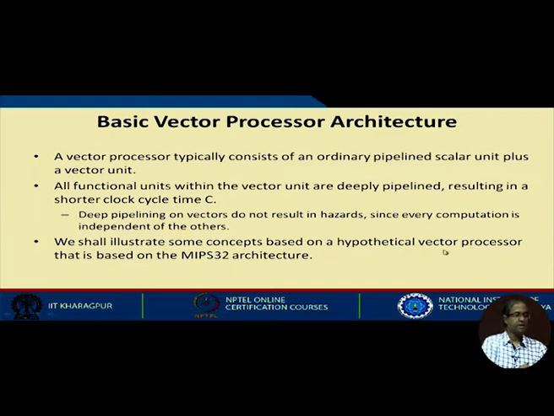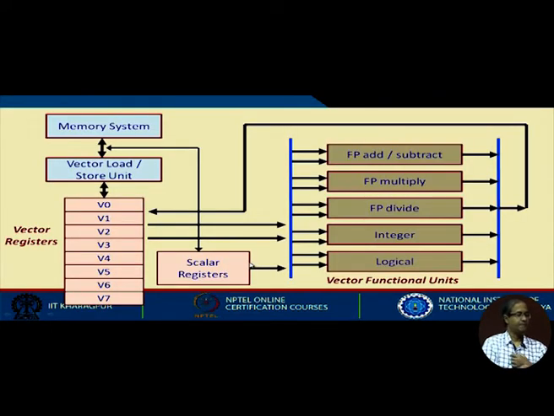So, let us look at a hypothetical vector processor which is an extension of the MIPS32 architecture. This is a very high level schematic I am showing you. Let us say there are 8 vector registers, V0 to V7. Let us assume each of these vector registers can hold 64 double precision numbers. So, each of the registers is actually a set of 64-bit registers. So, there are 8 such.